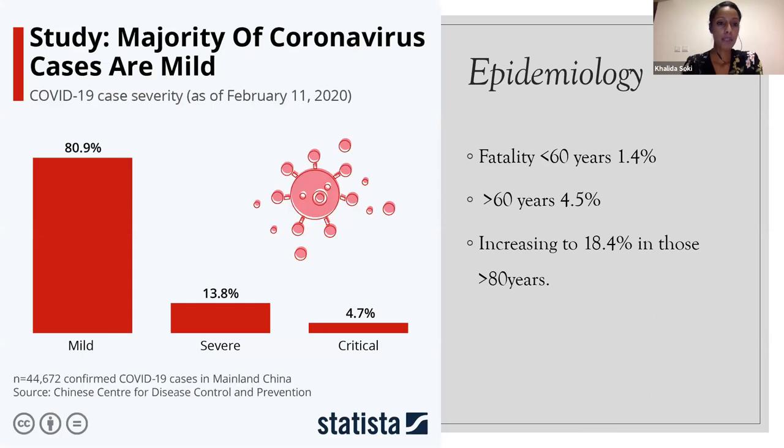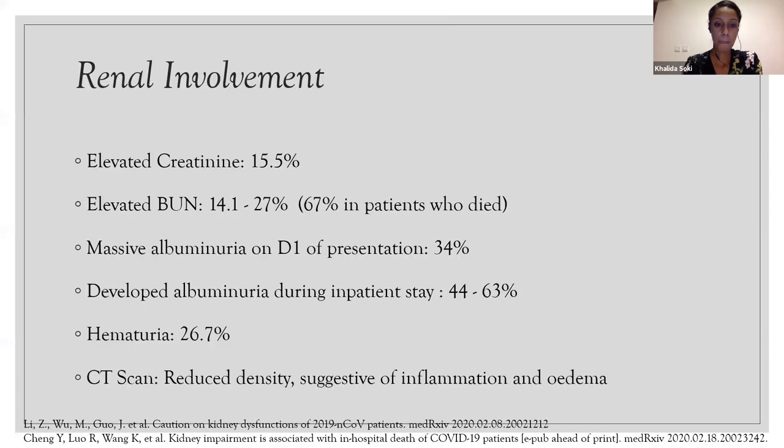So this was looking at COVID-19 cases, and this was as of February. This was one of the articles that was published earlier on. Next slide. And we can see that in terms of renal involvement, there are very many manifestations that we can have.